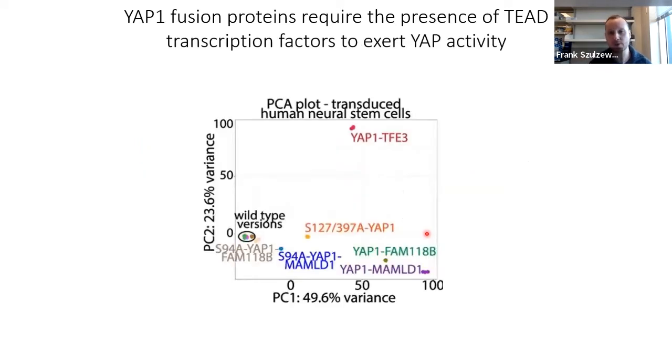And when we do the reciprocal experiment, where instead of knocking down TAZ we use a mutant version, the S94A version, that cannot bind to TAZ anymore, we do, again, RNA sequencing in these human neural stem cells that are stably transfected. And you see this graphic PCA plot that I showed before.